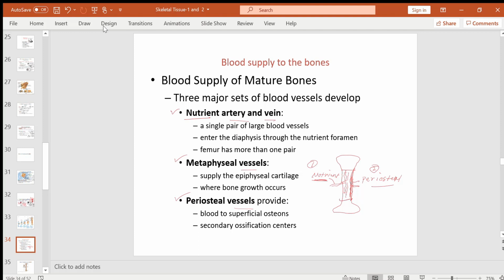Then you remember the epiphyseal plate, the thin cartilage here. Through that area another set of blood vessels enters, and that is the metaphyseal, and it supplies blood to the ends of the long bones like this. So this is metaphyseal. Okay, so those are the three sets of blood vessels and where they supply blood to the long bone.